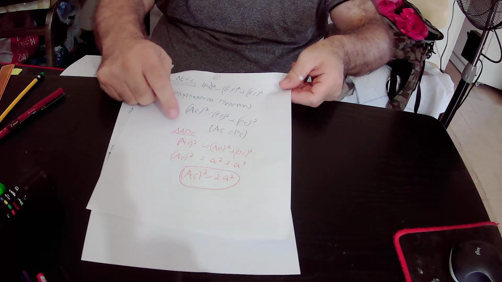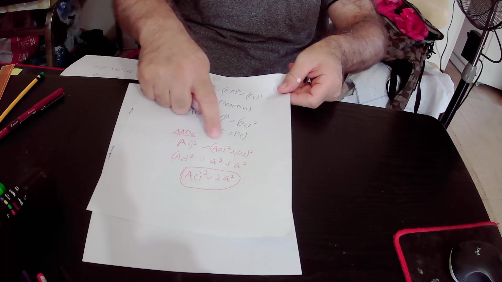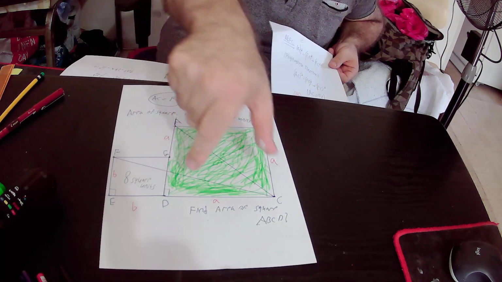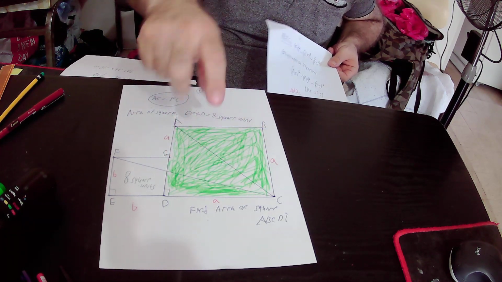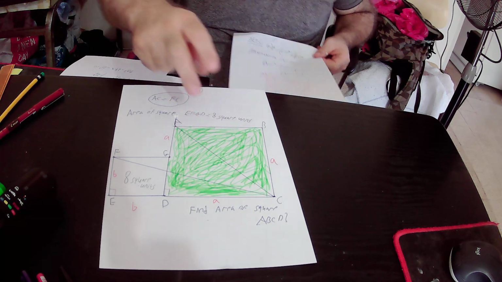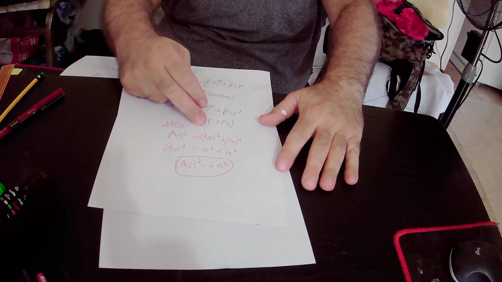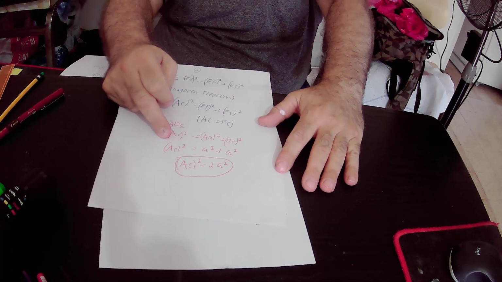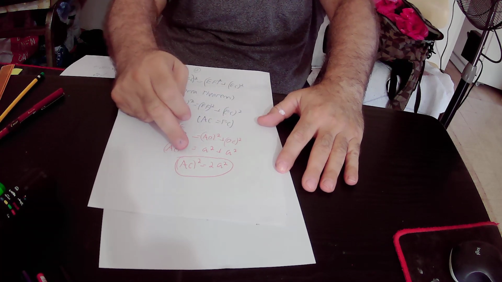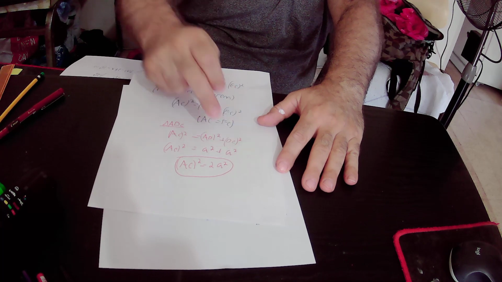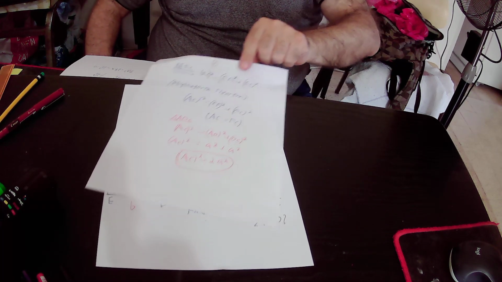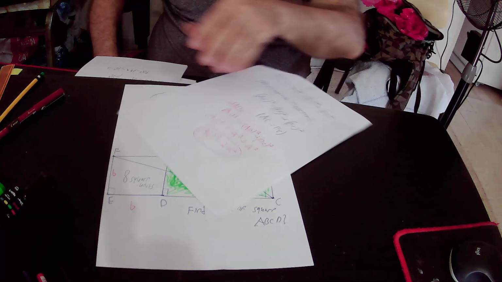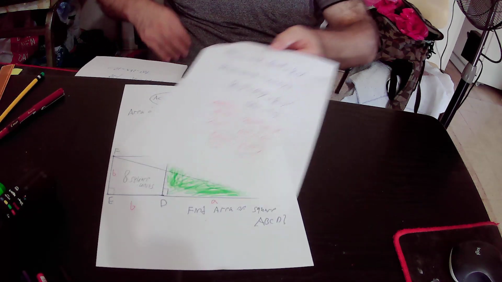So in the right triangle ADC, AC squared equals AD squared plus DC squared, but we know that AD equals DC equals BC equals AB equals A. All the sides of a square are equal to each other, so we can substitute AD by A and DC by A. So we will get that AC squared equals A squared plus A squared. So AC squared equals two times A squared.